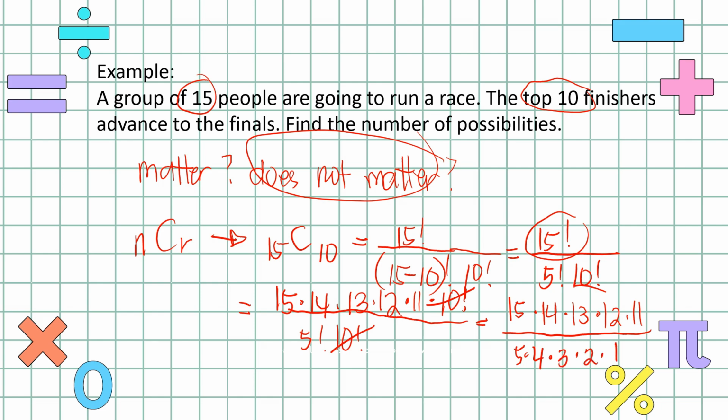And here we can do cancellation, wherein 4 times 3 is the same as 12. 2 can be factored out from 14 and we will be left with 7. And then 5 can be cancelled through 15. We'll have 3 left here. And 3 times 7 times 13 times 11 will give us our final answer, which is 3003. And this will be the total of possible outcomes if we will be taking 10 from 15. Alright, so that's it for this problem.